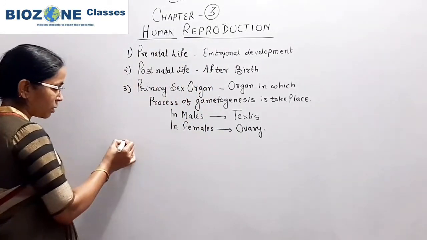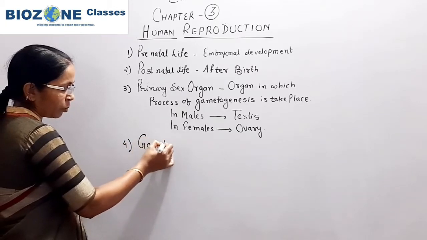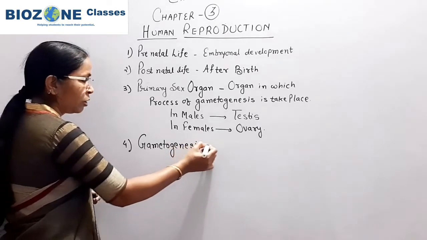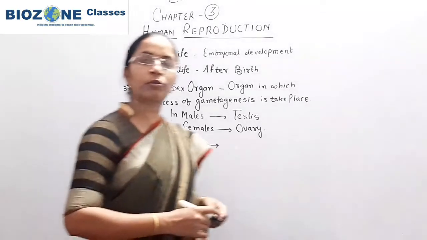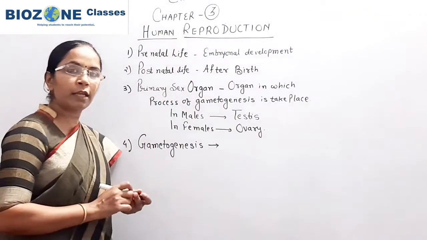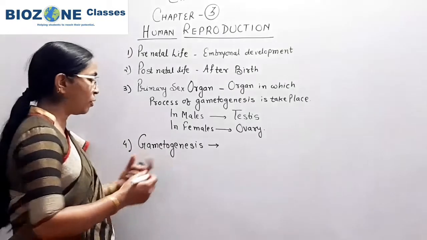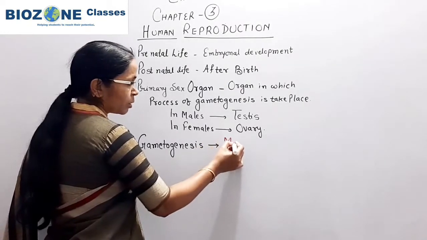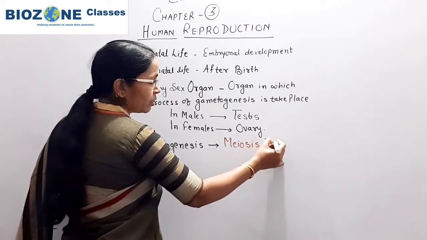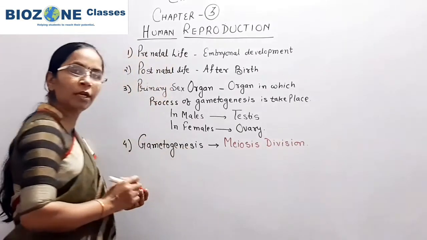Now when we come to the next step, first we discuss the process of gametogenesis. As it is, we follow the NCERT. So today we only completed the introduction part. Gametogenesis we study. The main important thing you remember is that gametogenesis in humans is followed by meiosis, that is, it is completed by meiosis division or reduction division.